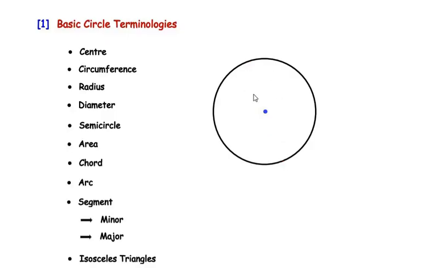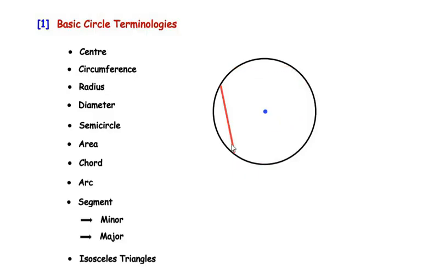Now the entire region within the circumference of the circle is called the area of the circle. A chord is a line which connects 2 points on a circle. So for example, a chord can be drawn this way or a chord can be drawn this way. We can see that it connects 2 points on the circumference of the circle.